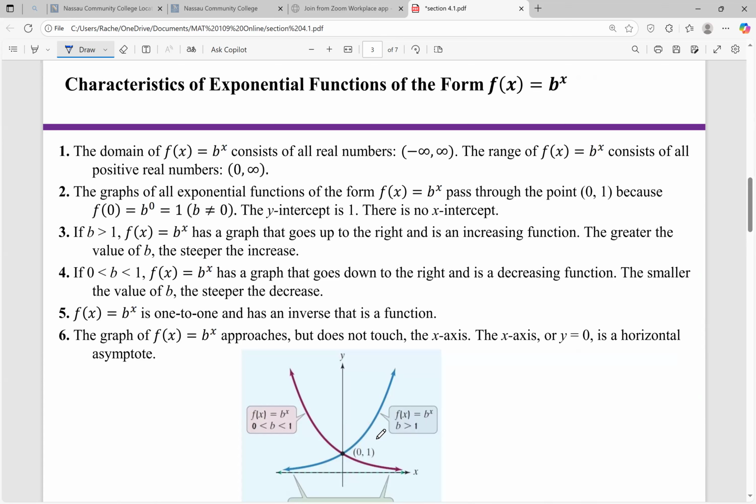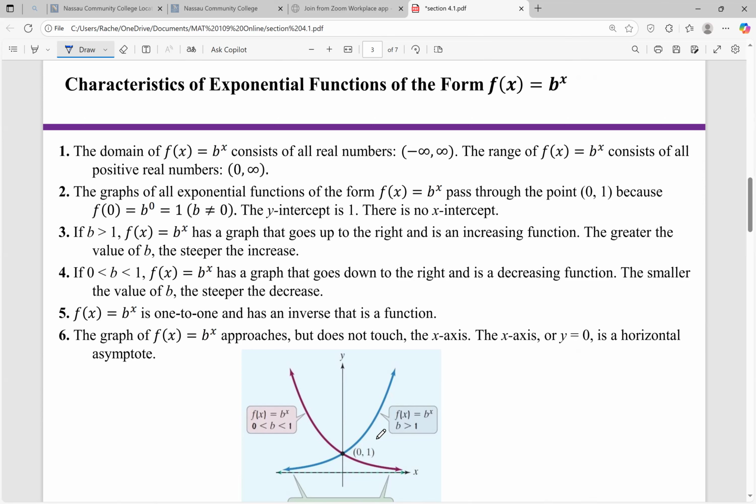And the graphs of all exponential functions in the form f of x equals b to the x are going to go through the point 0, 1. And that's because b to the 0, right, doesn't matter what the base is. Whatever the base is, whether it's 3 or 4 or 5 or negative 6, if I raise it to the 0 power, it's going to be 1. The graph is increasing. So as we go from left to right, it's an increasing function. And the greater the base, the steeper the increase.